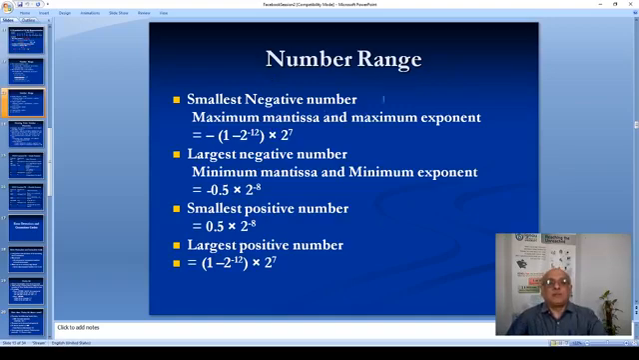Now let's look into the number range. What is the smallest negative number? It is going to be with maximum mantissa and maximum exponent. So this is negative of 1 minus 2 to the power minus 12 into 2 to the power 7, roughly, in terms of decimal. Lowest negative number. Now this is very, very important. The smallest positive number is with the minimum mantissa and minimum exponent, which happens to be 0.5 into 2 to the power minus 8. And the largest positive number is 1 minus 2 to the power minus 12 into 2 to the power 7.